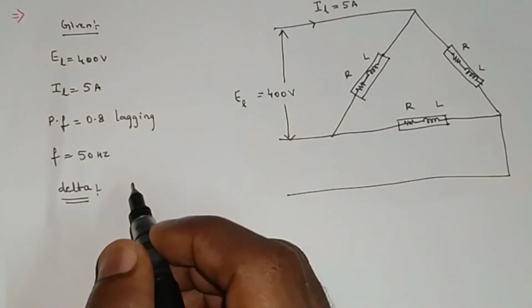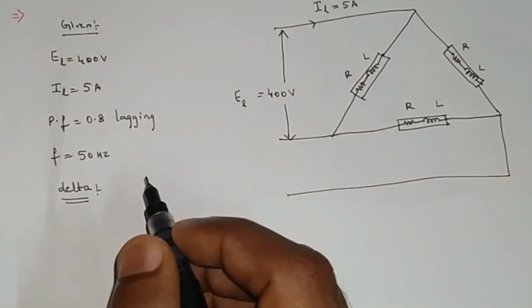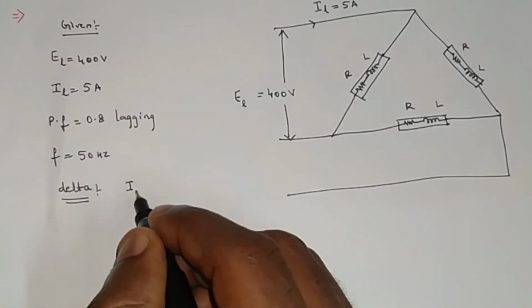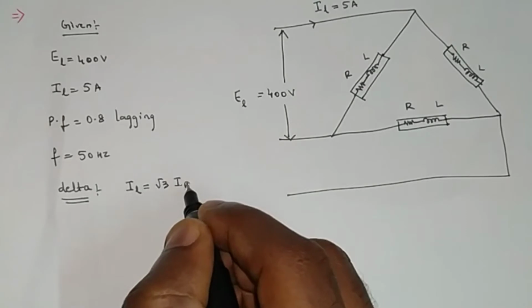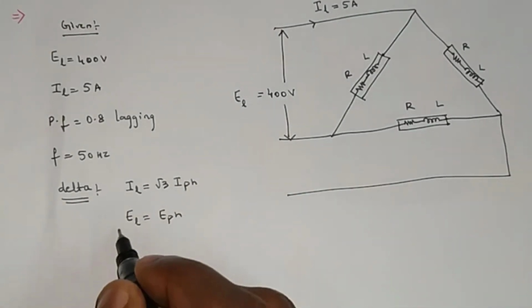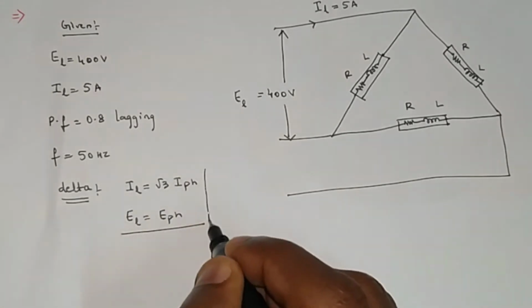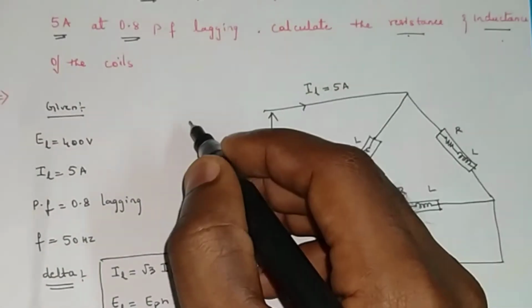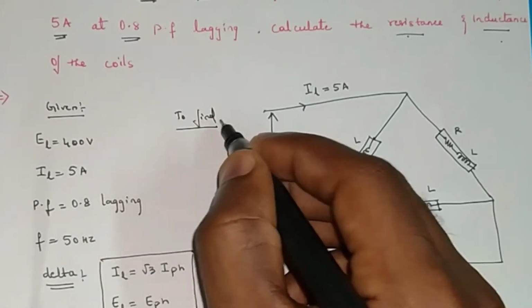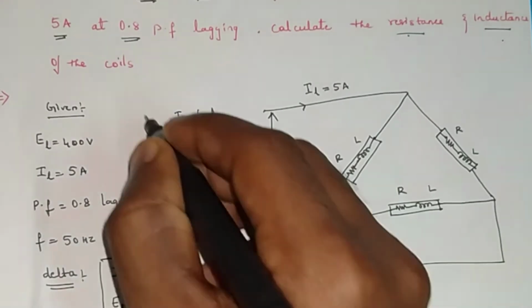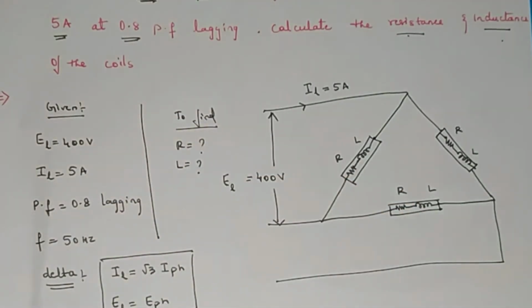We'll write down the relation between line and phase voltage and line and phase current. In delta, we know that line current IL is equal to root 3 times I phase, and line voltage EL is equal to E phase. So this is the formula. Just before solving the problem, write down the formula so that it will be easy for you. What we have to find is one is resistance and one more is inductance, R and L, which we are going to find out in this problem.